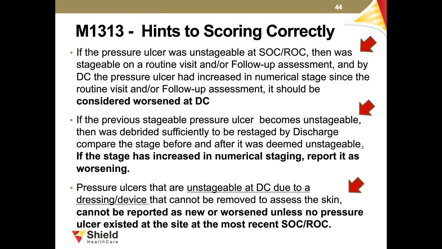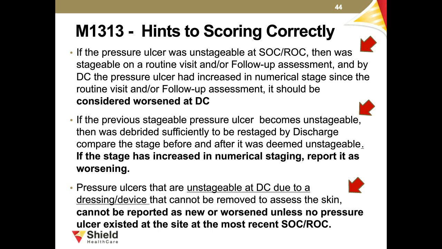If the pressure ulcer was unstageable at start of care, then was stageable on a routine visit or follow-up assessment, and by discharge the pressure ulcer has increased in numerical stage since the routine visit and follow-up, well, it's had changes. You could see the stage, and so at discharge, if it's worse, it has worsened. And of course, you can't reverse stage at discharge from what it was in follow-up.